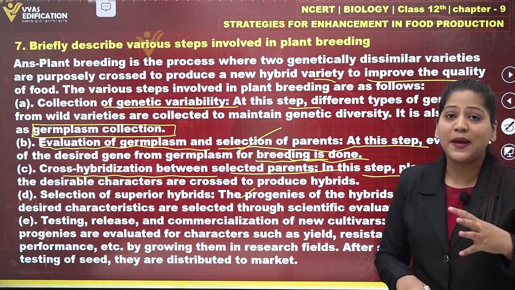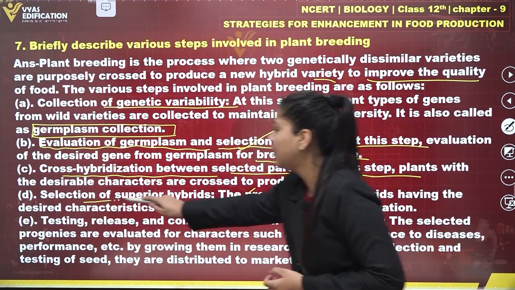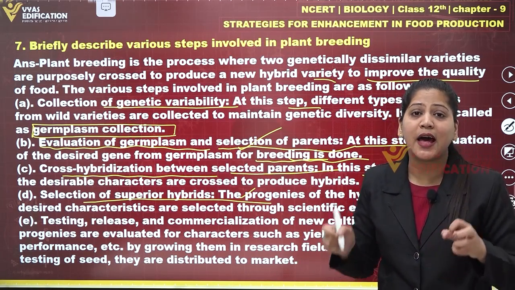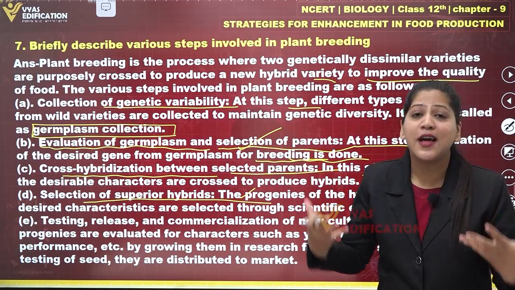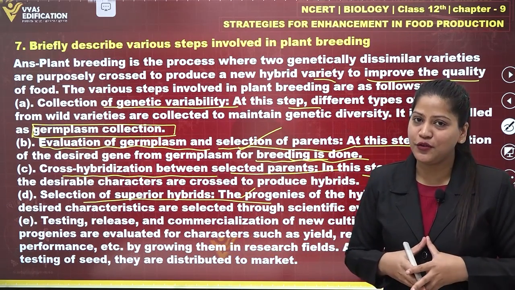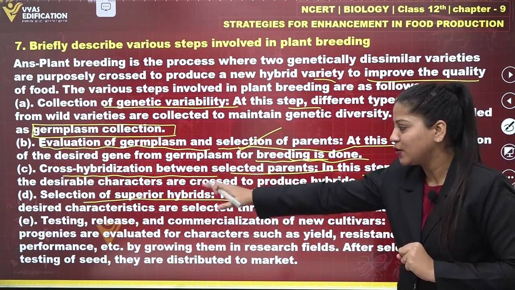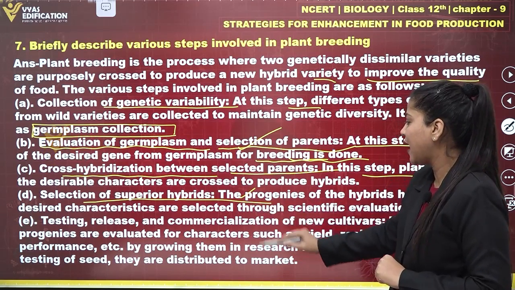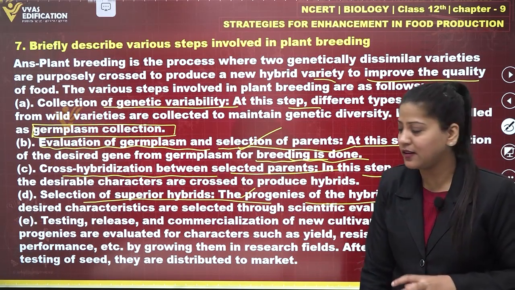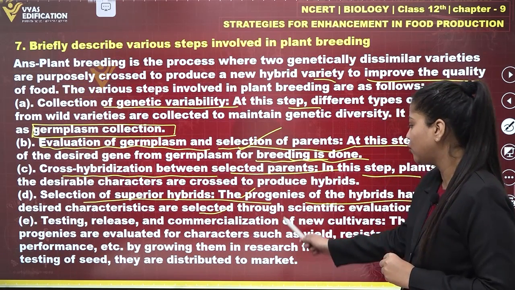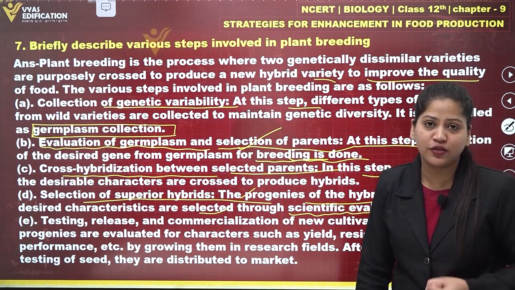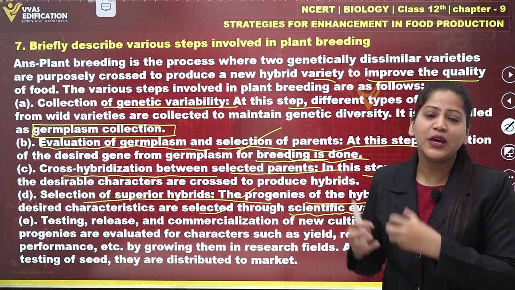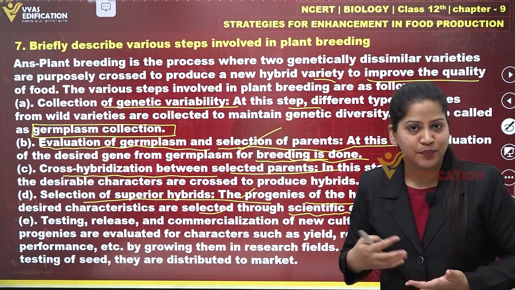Now after the third step, in the fourth step, we have to select the superior hybrids. Of course, when we are crossing the plants with desirable characters, they are going to produce new hybrids. After the formation of new hybrids, we have to select the superior hybrids. In this step, the progeny of the hybrids having the desirable characteristics are selected through scientific evaluation. With the help of scientific evaluation among the new hybrid varieties, we will select the superior hybrid plant, right?